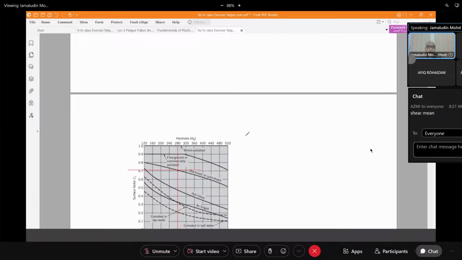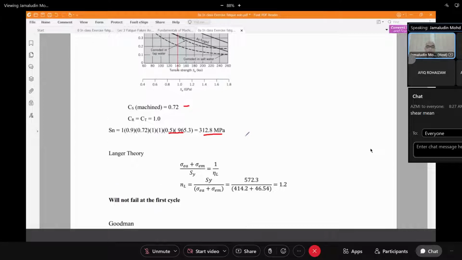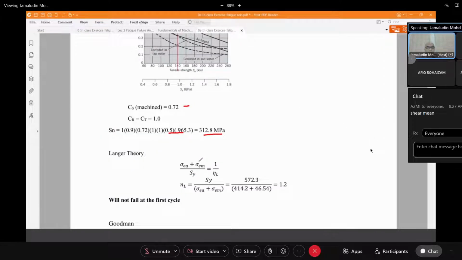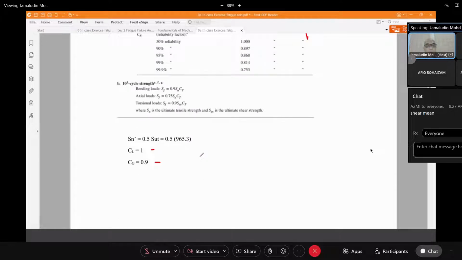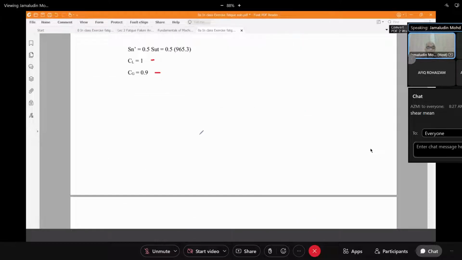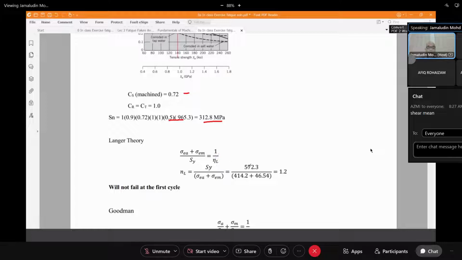We insert it into the equation here. All right. Then we insert it into the Langer. Remember the Langer equation here is going to be, we invert that value, we get the safety factor. That means equivalent alternating plus equivalent mean divided by SY. And look at the table for SY here. We need SY because, again, yielding. SY will be 572.3. That means we get 572.3 divided by that value. All right. Then we get 1.2.